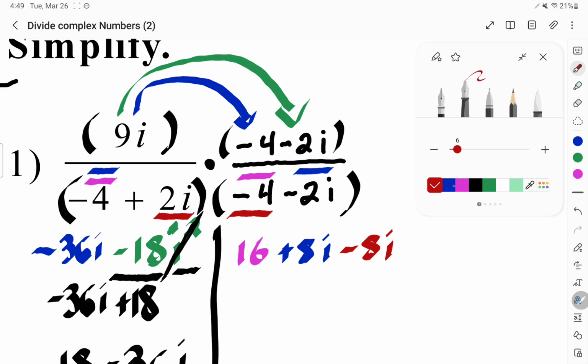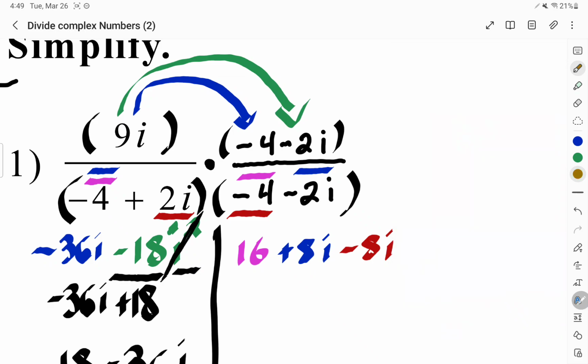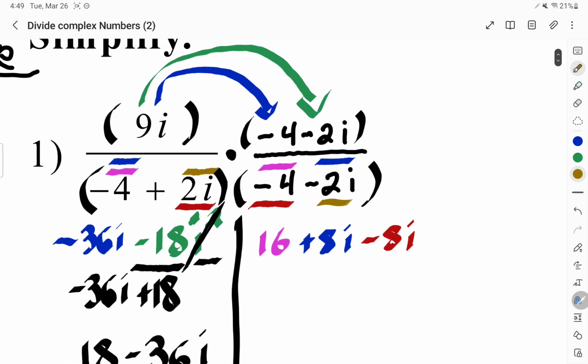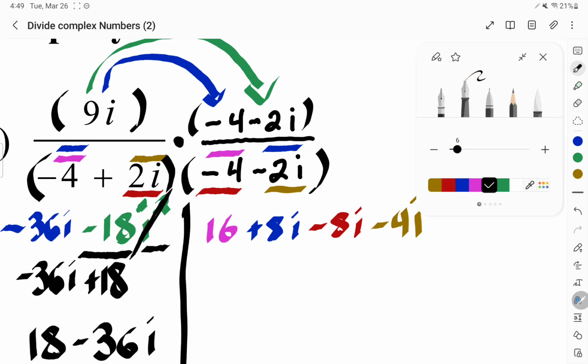Let me see if I can pick a different color than I did before. I did green already, so let's do kind of orangey. Okay, so we're going to do right here, the 2, but let's do kind of brown, times that one. So 2 times negative 2 is negative 4i squared. Okay, that was the hardest part in the entire problem.